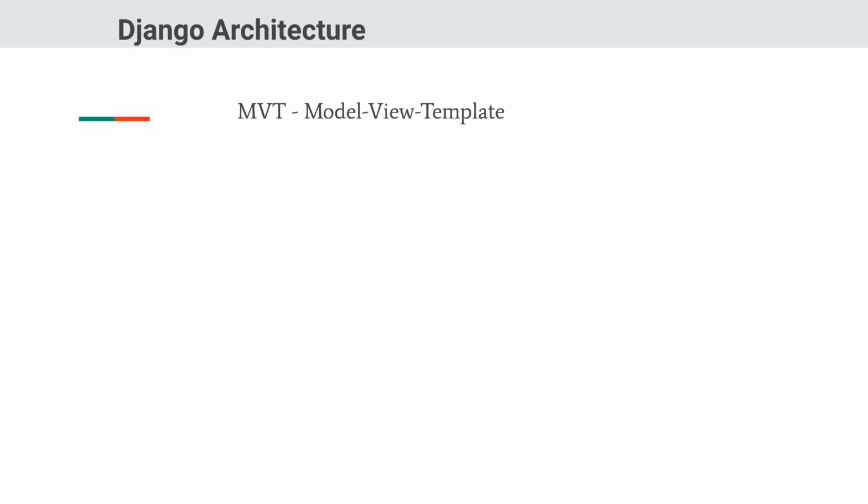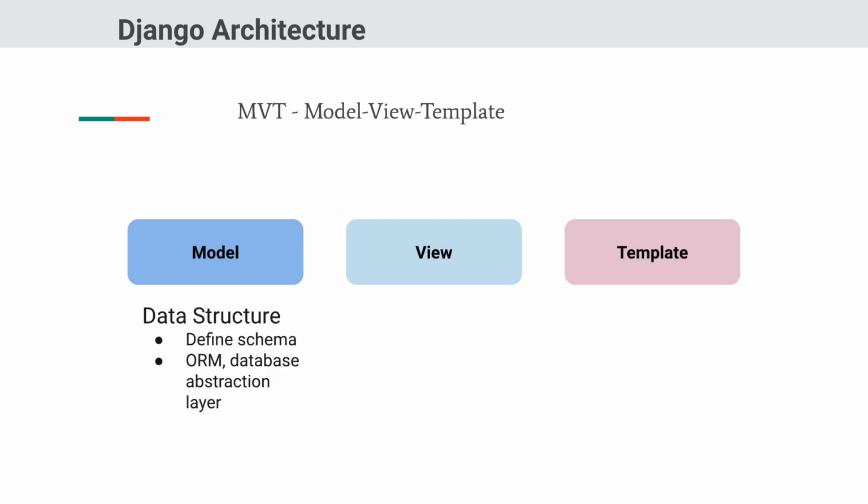So the Django architecture is a little bit different in that it uses the MVT, which stands for Model View Template. This actually comes from the model view controller, with a little bit of modifications. So we have the models, we have the view, and we have the template. The model, as we spoke about, is all about data structure. So this is where we define the schema, the ORM, database abstraction layer, and all of that. Okay, so it is database driven.